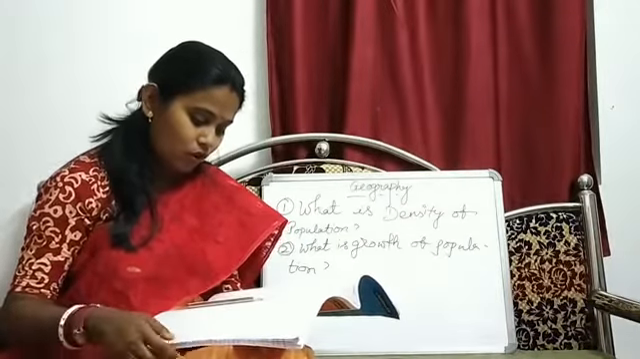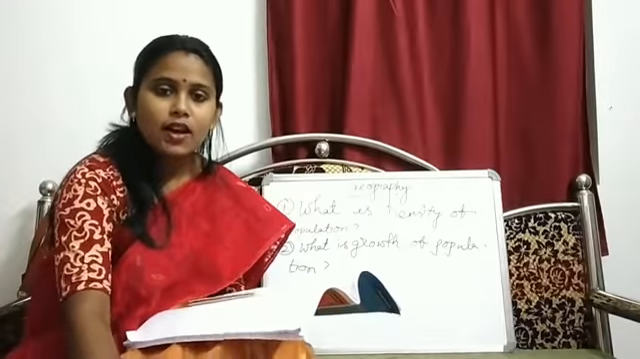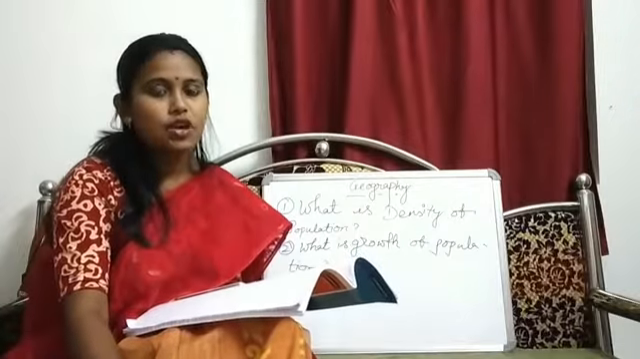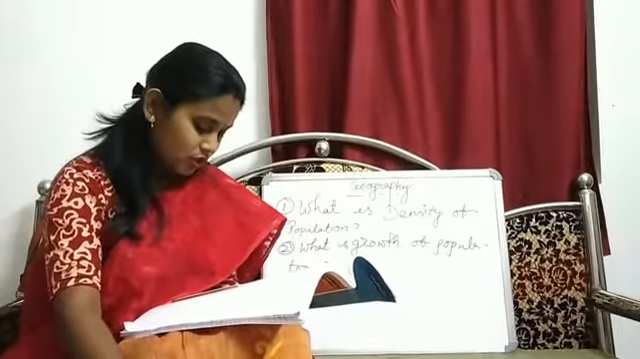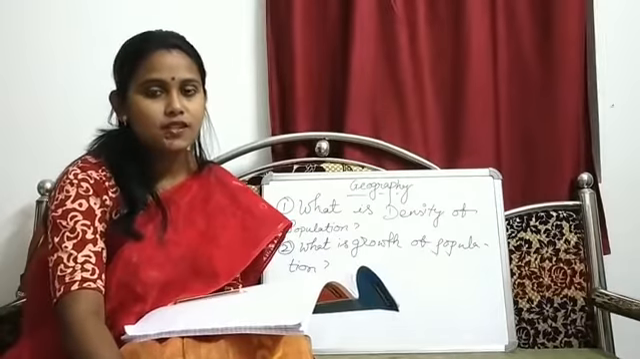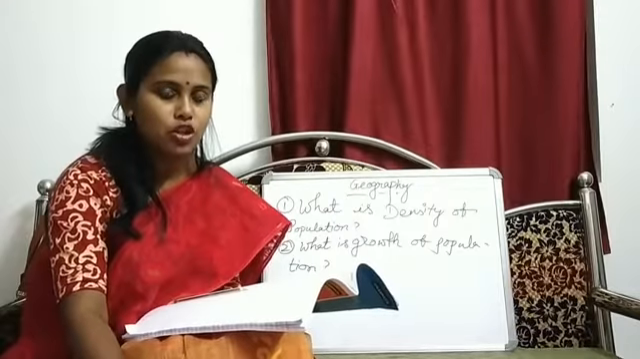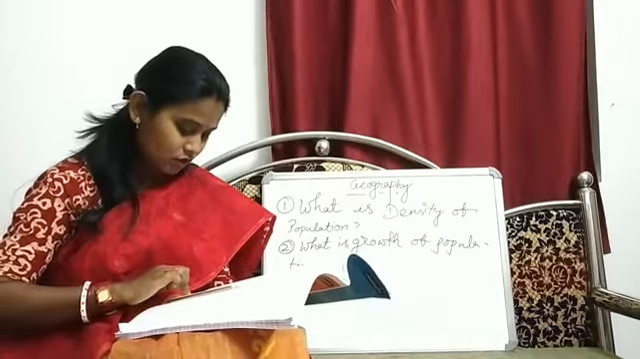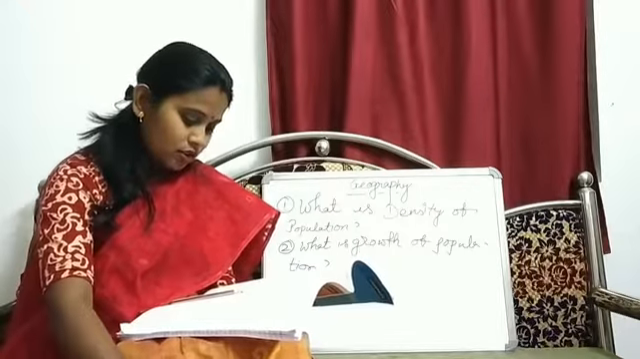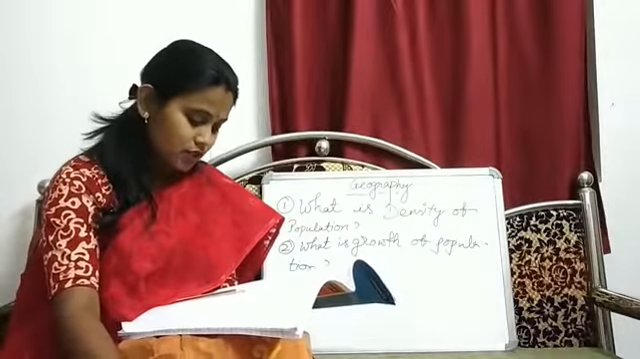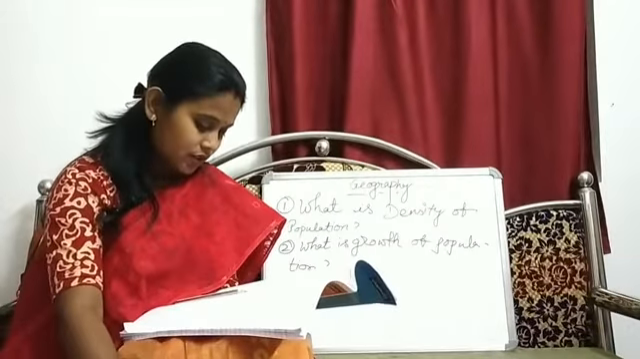Number four: which state has the highest density and which state has the lowest density of population in India? Okay, now question number five: define the term crude birth rate and death rate.